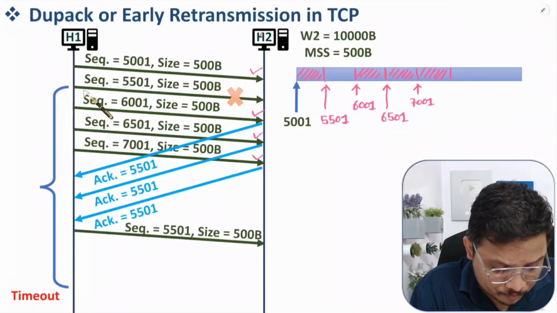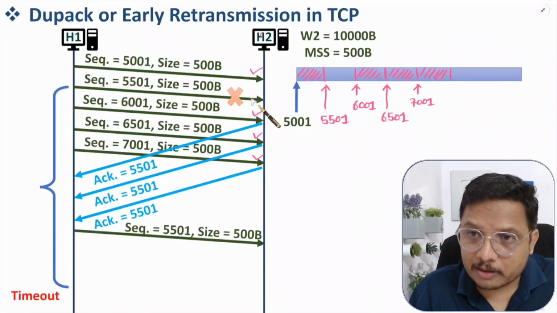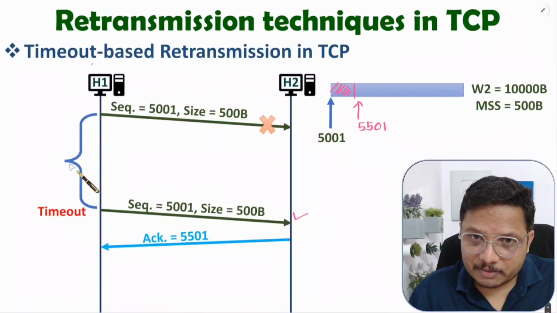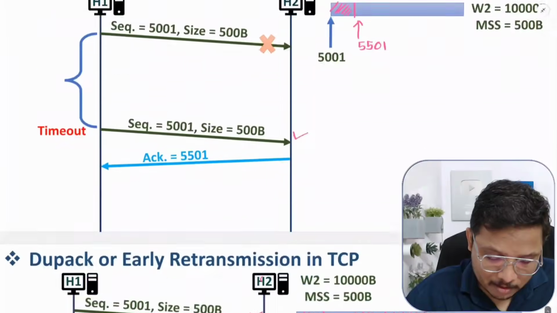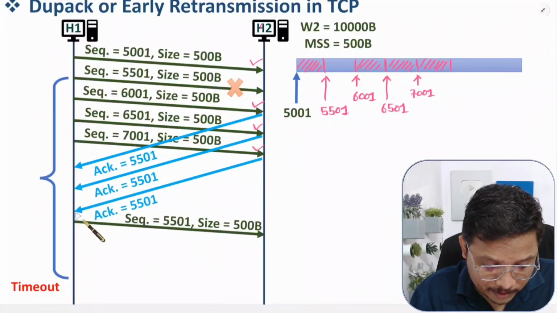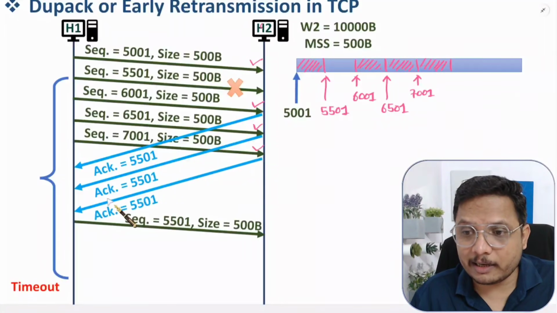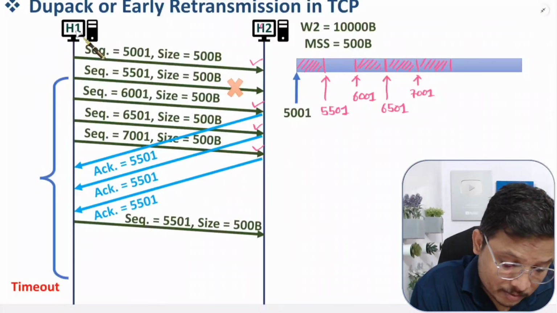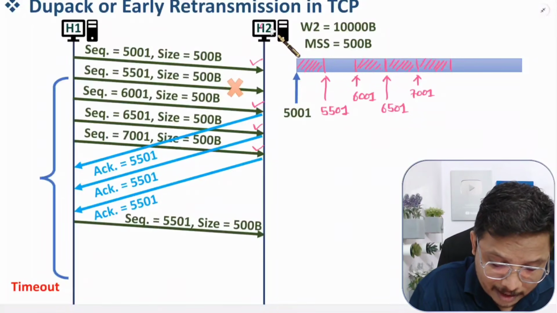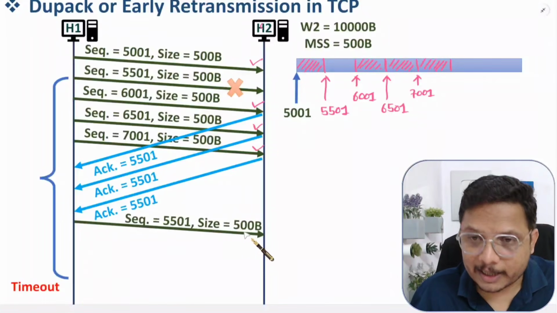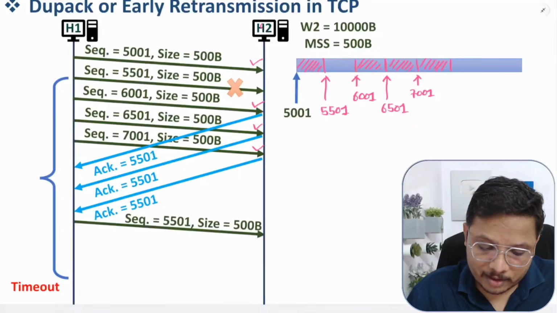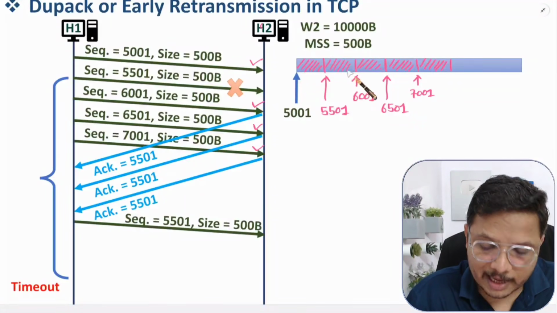You see here this segment is getting lost. Obviously, as I have told you, without acknowledgement there will be retransmission after a timeout, right? But if you want early retransmission, then based on acknowledgements it is also possible. So after three acknowledgements, H1 will get to know there is a segment missing over here, so it will forward that, right? Once it forwards this and it is received successfully, H2 will fill this gap.